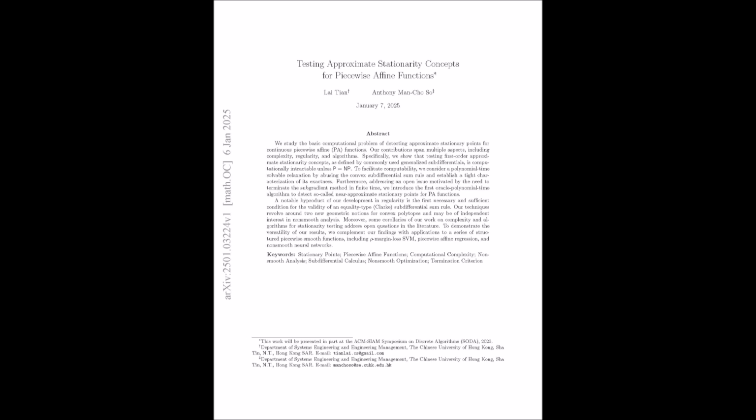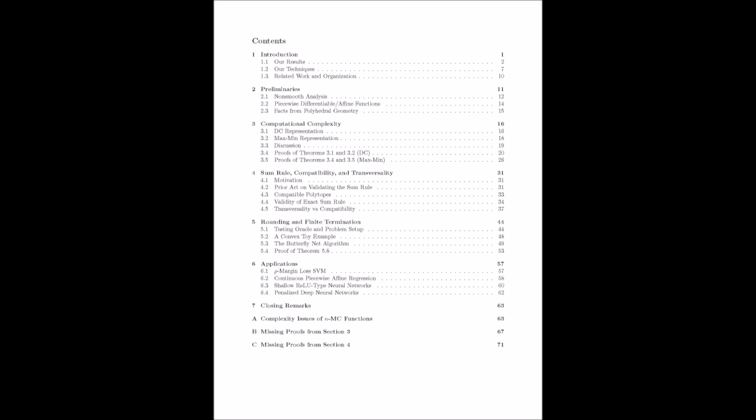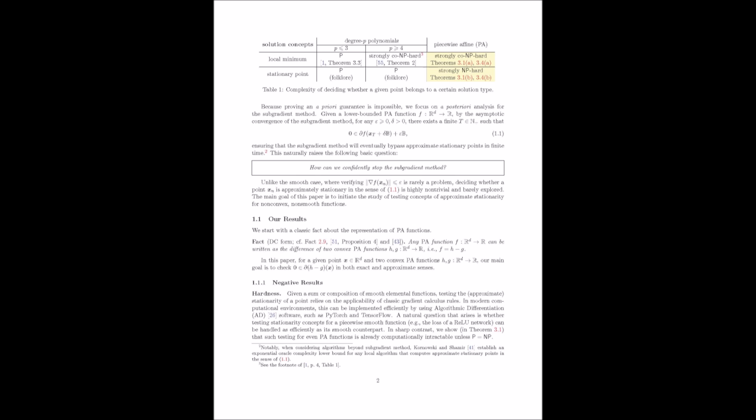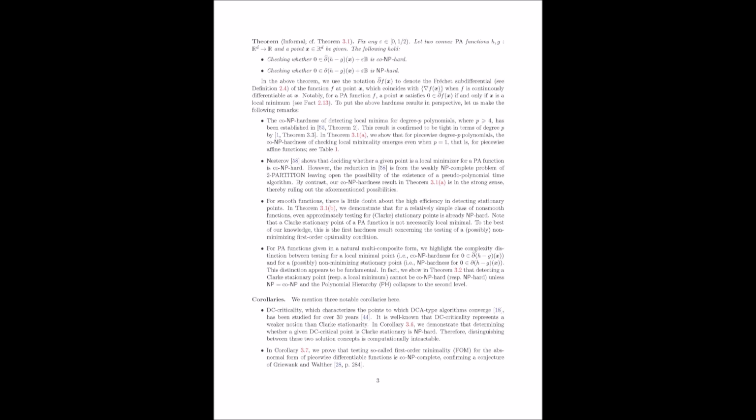So what does that mean for us practically? If we can't guarantee finding a stationary point in a fixed number of steps, what kind of strategies can we use? It forces us to think differently. It forces us to reevaluate our goals and focus on approximate solutions. Instead of seeking those elusive exact stationary points, we must ask, how close can we get? And can we verify that we're indeed close enough?